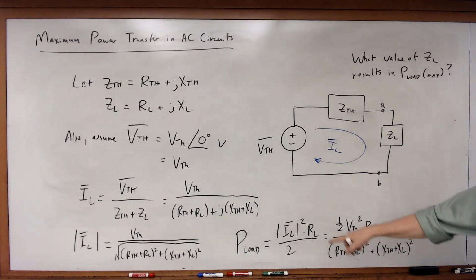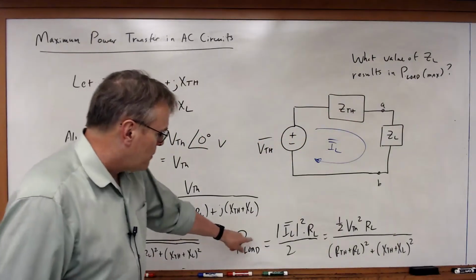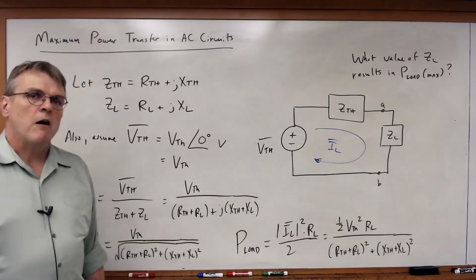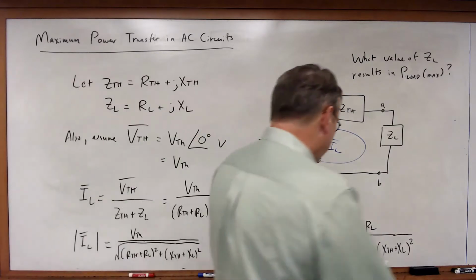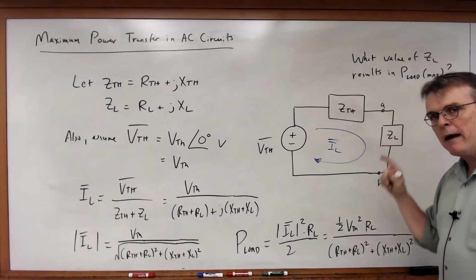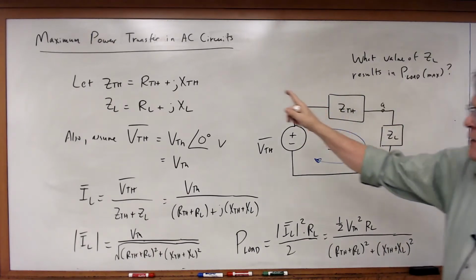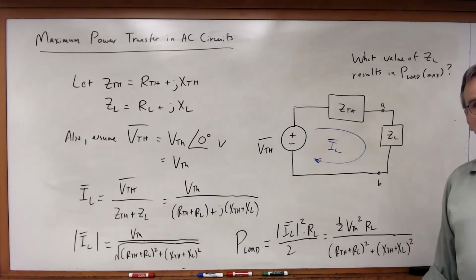Okay. So here is my equation for the power in the load, which is strictly going to be a function of the real part of the load, R sub L. This is the equation that describes the power of the load, the average power, or the real power. Now, I know that I can't change VTH or ZTH, but I can adjust the values of RL and XL. I can adjust my load to try to maximize that real power.